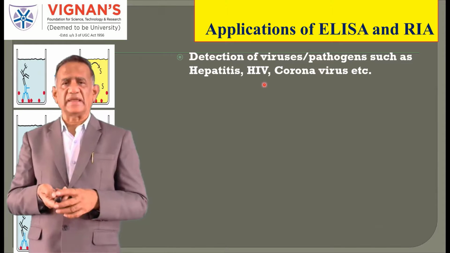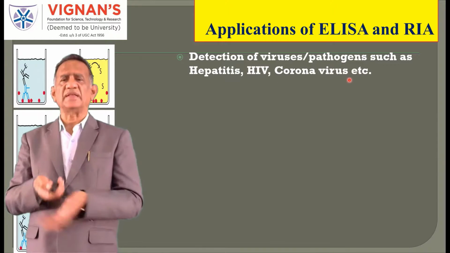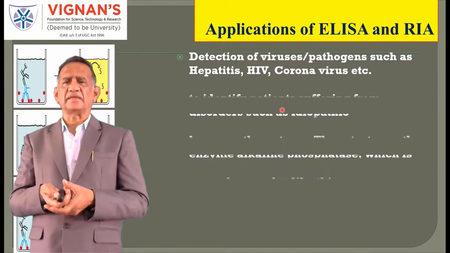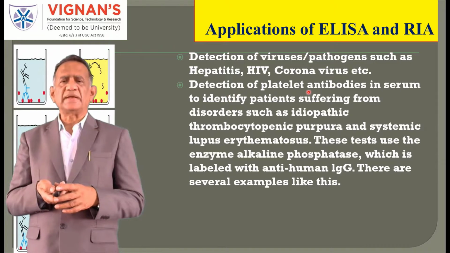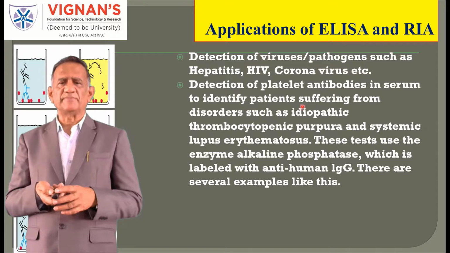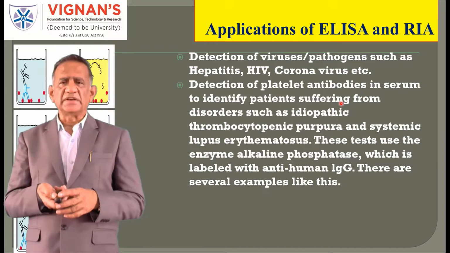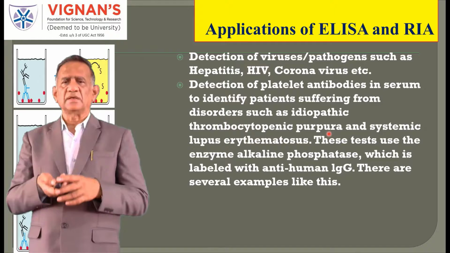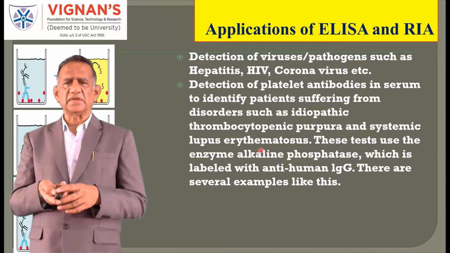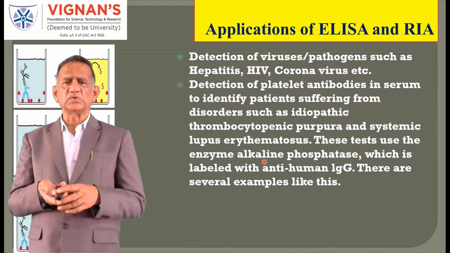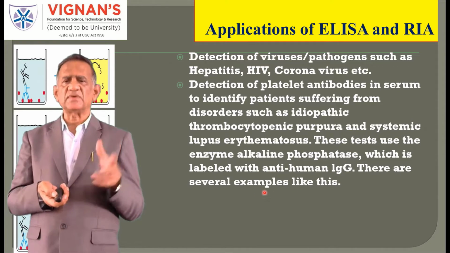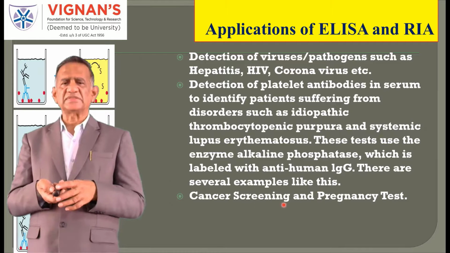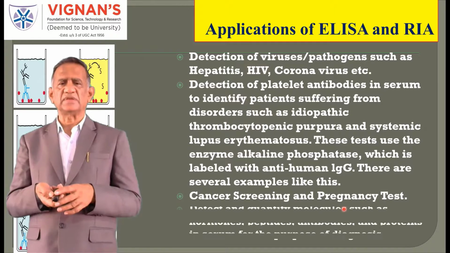Applications of ELISA and RIA. Detection of viruses and pathogens such as hepatitis, HIV, coronavirus you can do through ELISA. RIA, nowadays people are all adopting ELISA. Detection of platelet antibodies in serum to identify patients suffering from disorders such as idiopathic thrombocytopenic purpura and systemic lupus erythematosus. These tests use the enzyme alkaline phosphatase, which is labeled with anti-human IgG. There are several examples like this. Even cancer screening and pregnancy tests are done through ELISA.